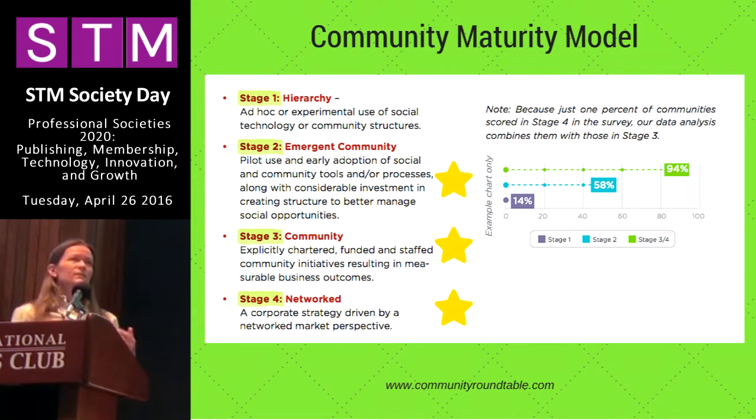This survey is done annually by Community Roundtable and really talks through where people are at. It really gives a nice framework. So if you think about your own organization, if you were about to embark on this, if you're at stage 1, what kinds of things do you need to do to move towards stage 2, stage 3?